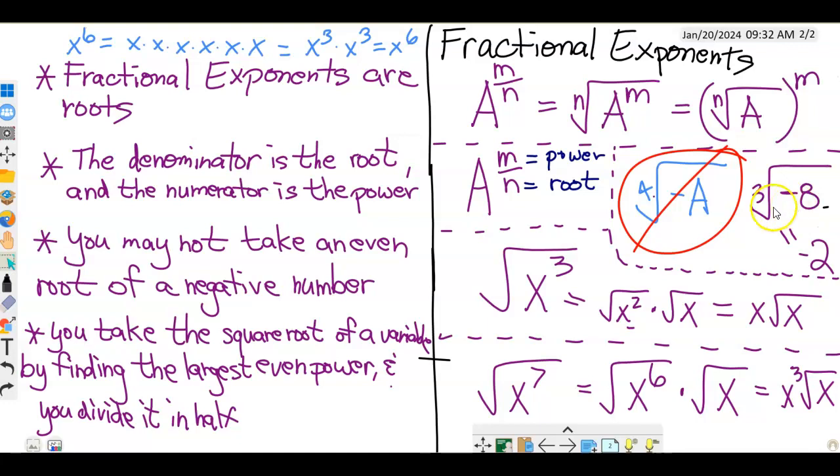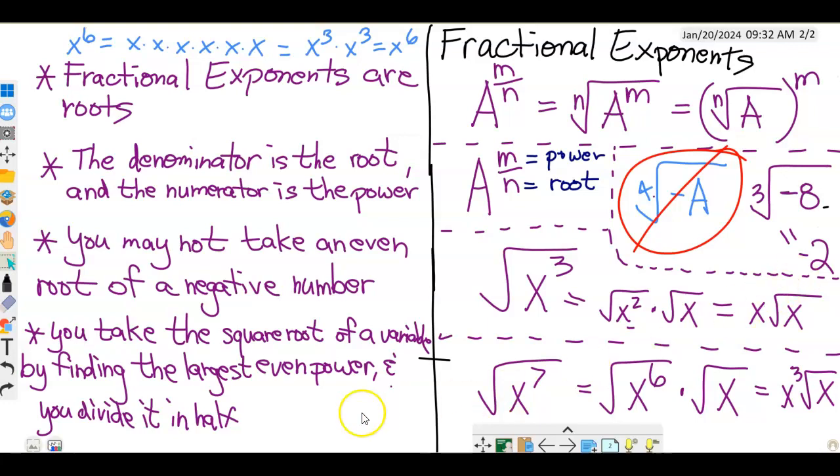For example, the third root or cube root of negative 8. That is negative 2 times negative 2 is positive 4, and positive 4 multiplied by negative 2 is negative 8.